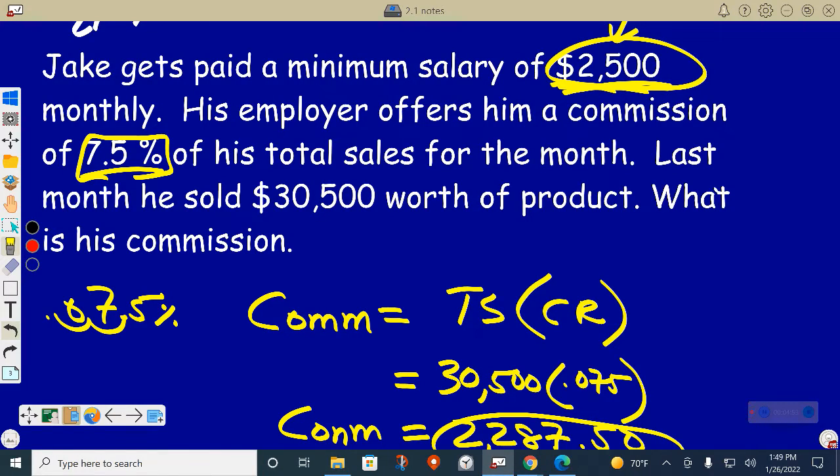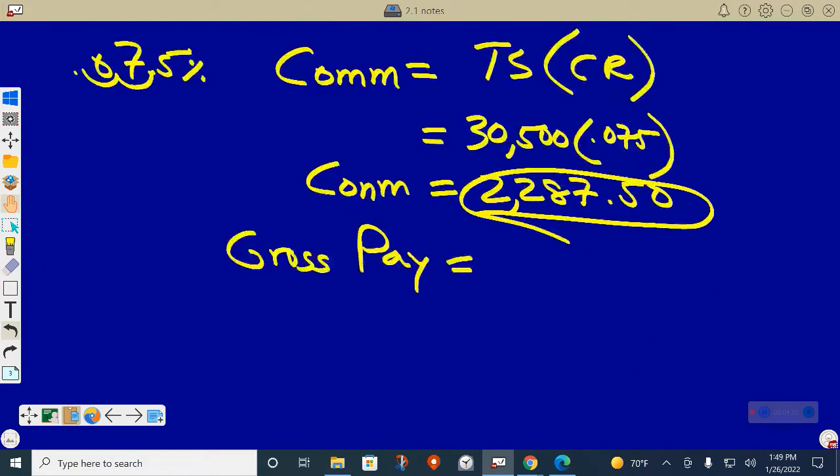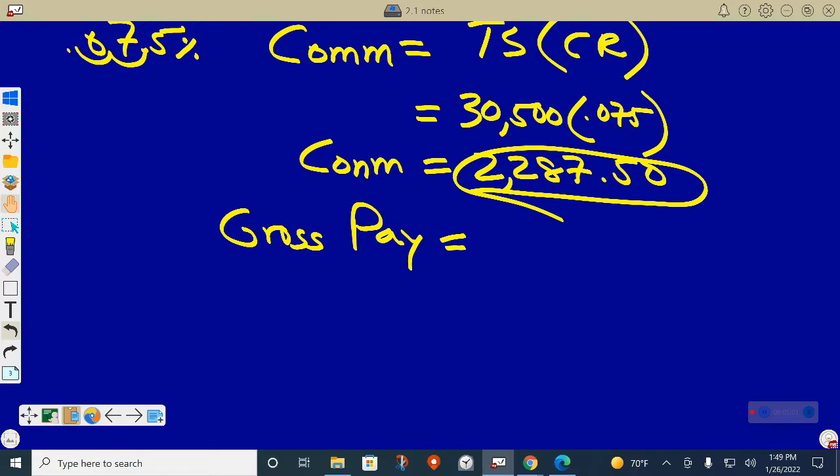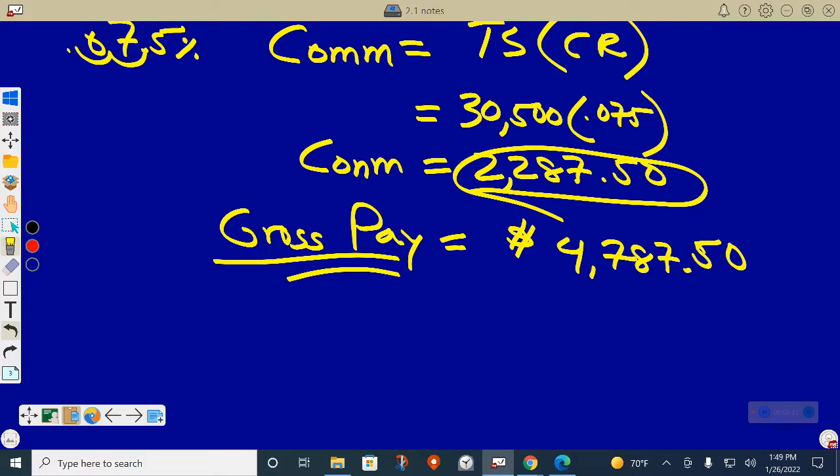They pay the $2,500 no matter how good he does. So I'm going to add $2,500 plus the $2,287.50, and I'm going to get a gross pay of $4,787.50. That's the gross pay, because it's his salary plus the commission. Most jobs are like that, not just pure salary or pure commission. They'll give you a base pay plus whatever you sell. $4,787.50. Cool.